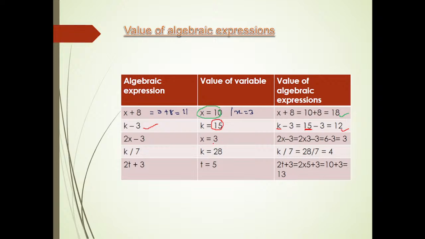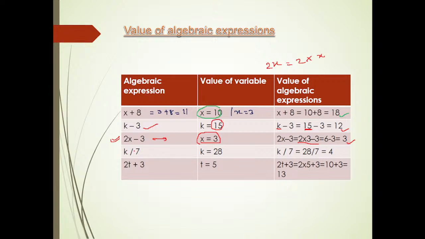2x minus 3. Here x is given as 3. So I need to replace x with 3. 2x means 2 multiply by x. So 2 multiply by x means 2 multiply by 3 minus 3. That is 6 minus 3, that is equal to 3. See, on practice you will get all these. You require a little more practice for this. And if you know everything, it is easy. So practice makes it easy.